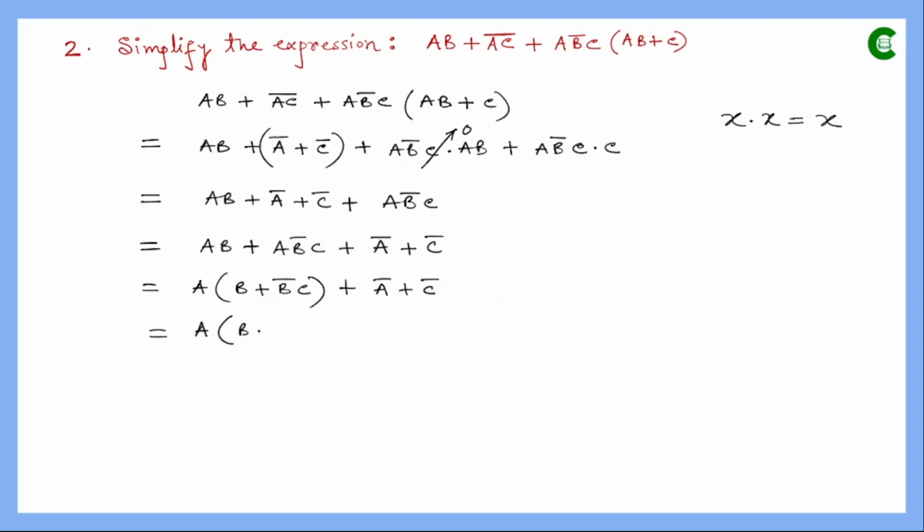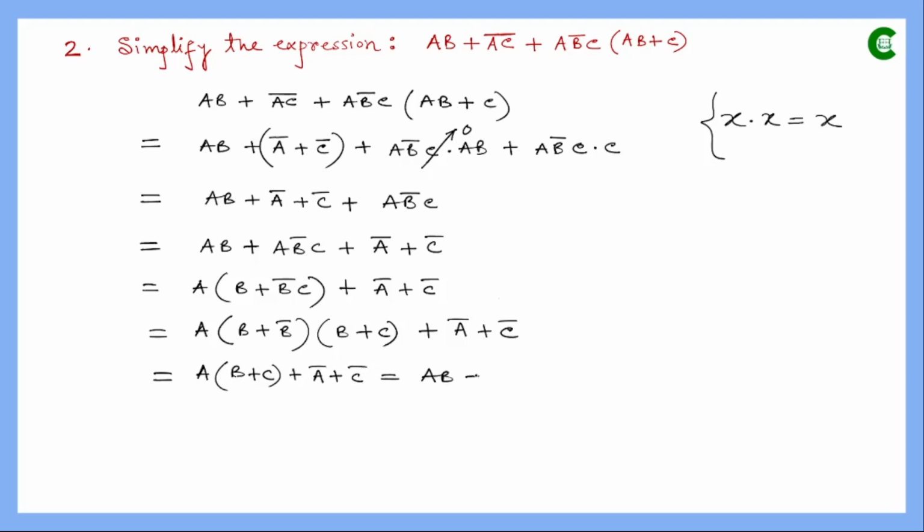Now we will apply the distributive law of Boolean algebra. So it will be B plus B bar and then multiplied by B plus C, and then we will have A bar plus C bar. Now B plus B bar will give us 1, so it will be A, then B plus C, and then we will have A bar plus C bar. So it will be AB plus AC, then we will have A bar plus C bar.